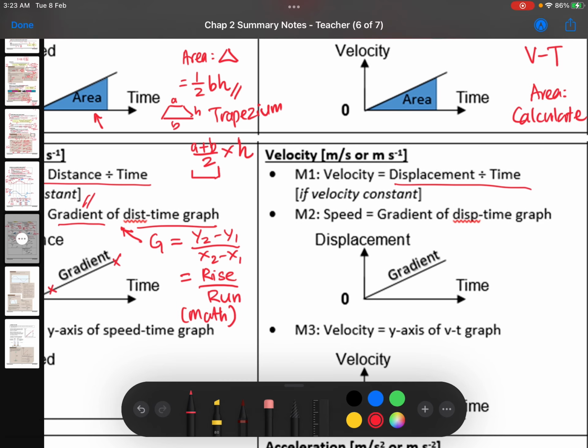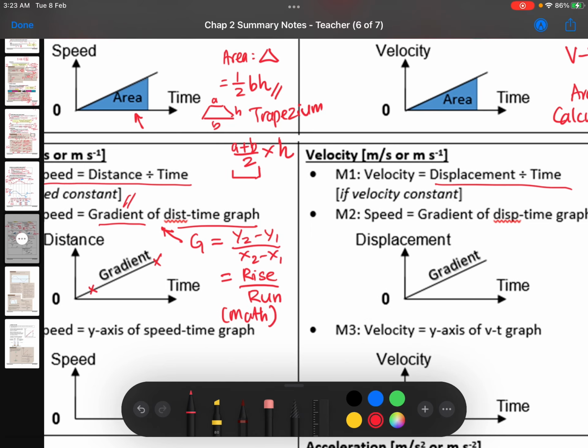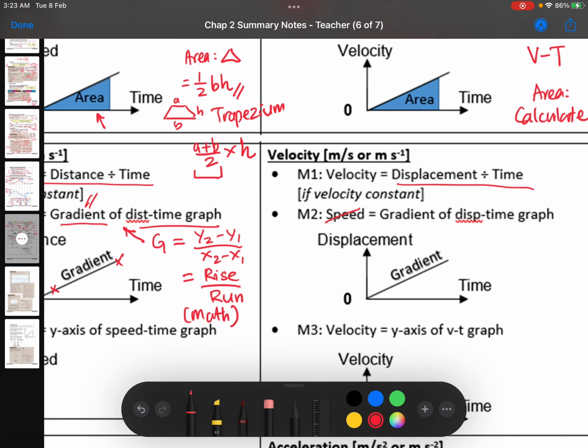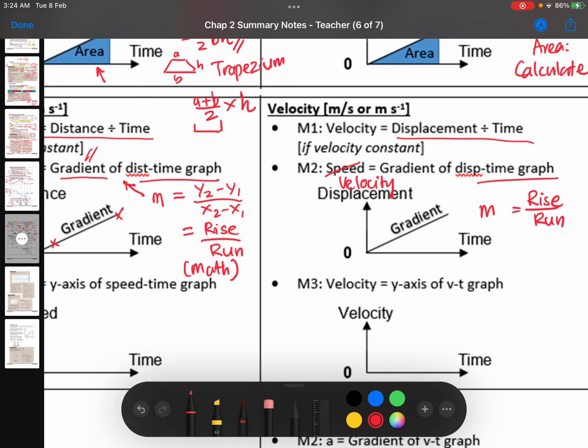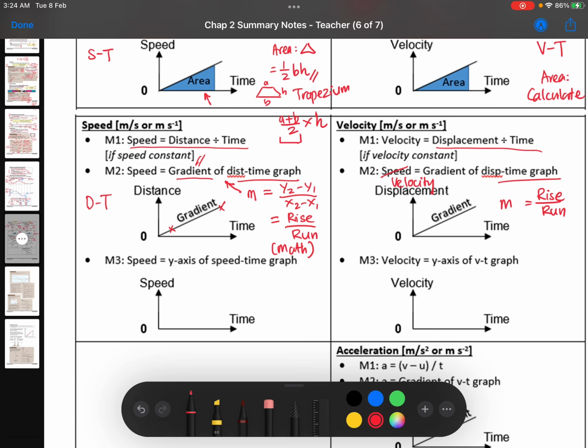So similarly, in this case, we don't talk about speed, we are talking about velocity. So velocity is also the gradient of the displacement time graph. So once again, it is rise versus run, the gradient. Now of course, in the context of gradient, your math teacher will teach you that this gradient is m. I have no issue with that, using m, as long as you can give the correct answer for speed as well as velocity.